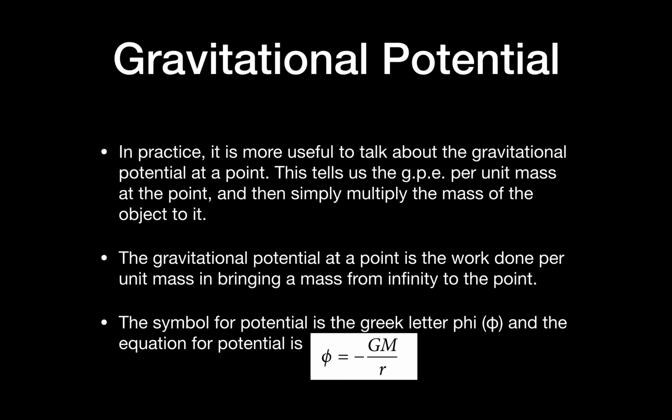The definition of gravitational potential at a point is the work done per unit mass in bringing a mass from infinity to that point. By contrast, gravitational potential energy is the work done in moving the mass from infinity to the point. In gravitational potential, it uses work done per unit mass. Gravitational potential energy is just work done, right? So the symbol for potential is the Greek letter phi, and the equation is minus GM divided by r. Again, this is very important. And it is also important to understand the difference between gravitational potential and gravitational potential energy.